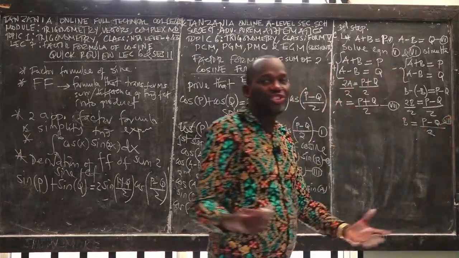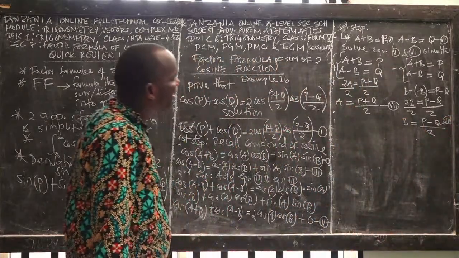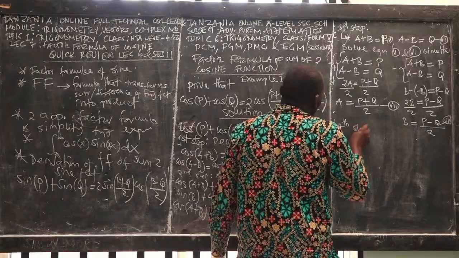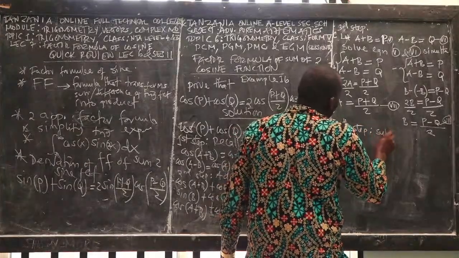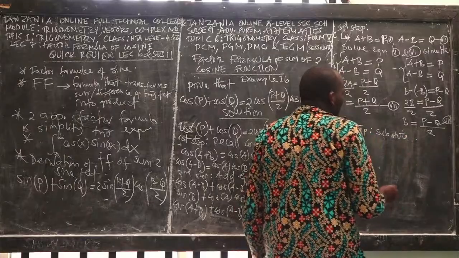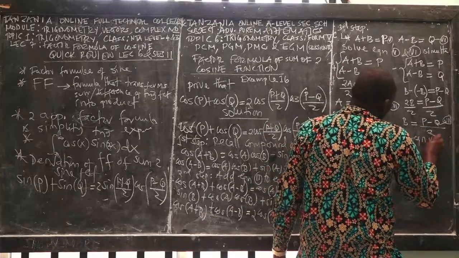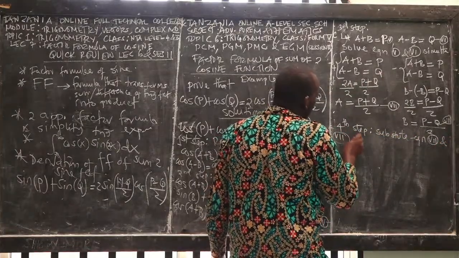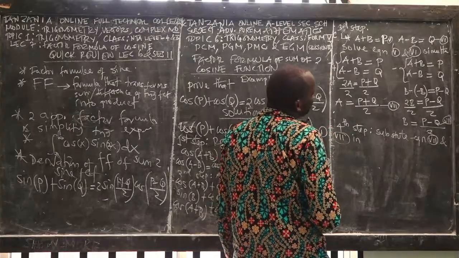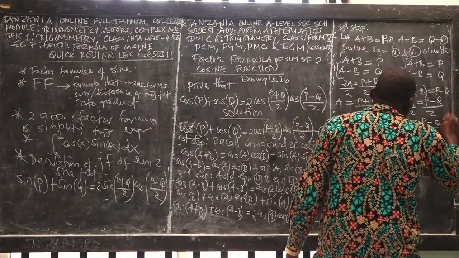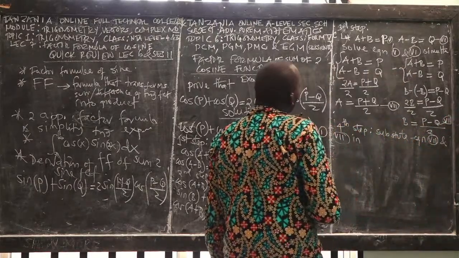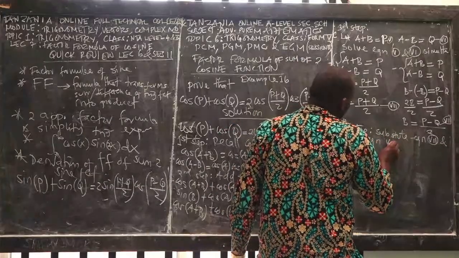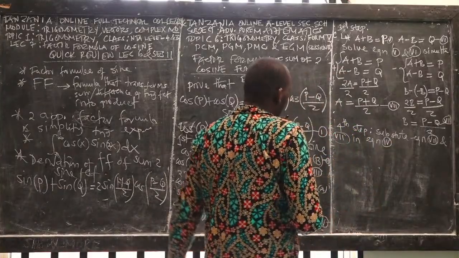Are we together? Factor formula of cosine. So next step, hatua inayofuata ya 4. Tunasema hivi, substitute equation 7 and equation 8 in what? So substitute equation 7 and equation 8 in equation 4. In equation 4.